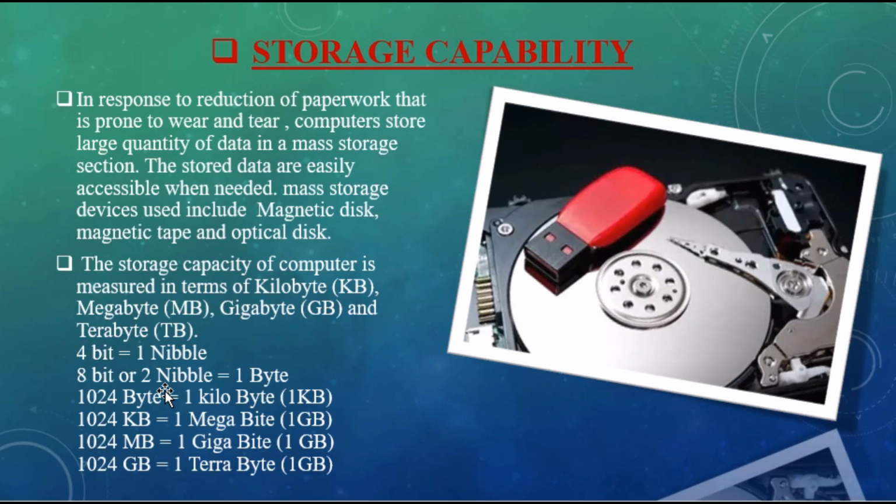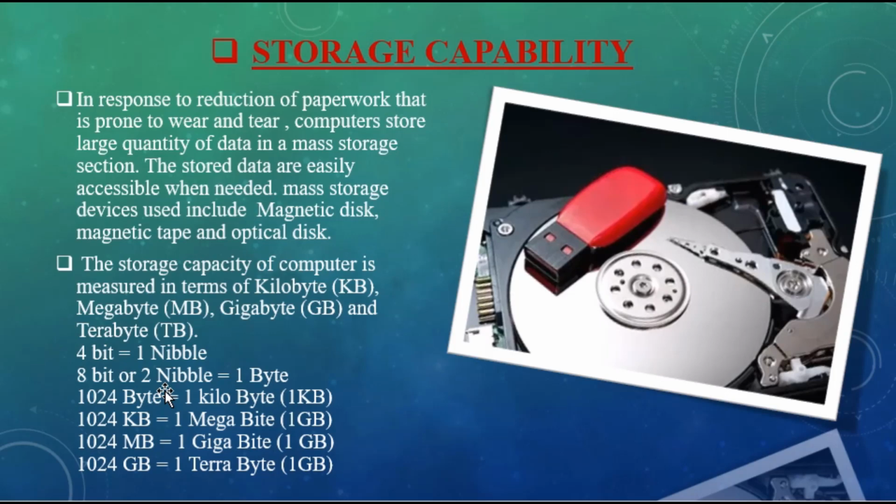Storage capability. To store is to reserve, is to contain some information for future use. Traditionally, we are used to paperwork, but paperwork is prone to wear and tear. A fire can come up and can burn all your paperwork, and you will have nothing to refer to. That's where computers are advantageous, and that's where they come in. Computers store large quantities of data in a mass section. This data is easily accessible, and it's stored in large storage devices such as the magnetic disk, magnetic tape, and the optical disk, and other more storage devices. We'll learn about storage in our next videos.